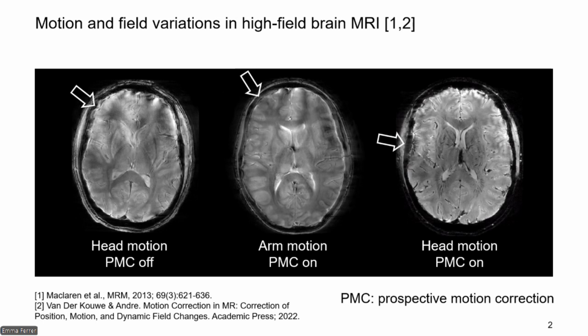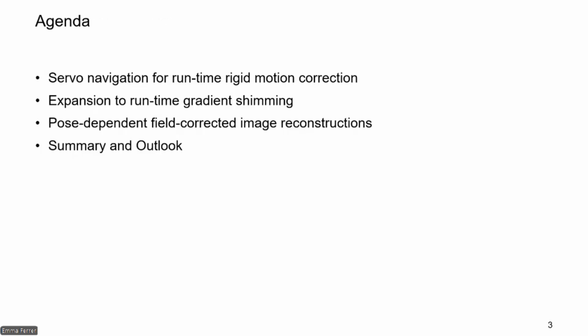Especially underlying these 2 cases, they are both field related, but the things that are causing them, one time the arm, one time inside the head, have a very different spatial structure and need a different treatment. And that makes up already the agenda of my talk. It has basically 3 main points. First, I would like to talk about the servo navigation approach for runtime rigid motion correction. So the left image, what do we do about the rigid motion? Then an expansion to runtime gradient shimming. It's about the arm and pose-dependent field-corrected image reconstruction. That's about more spatially complex field changes in the head.